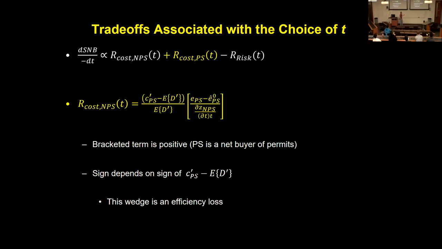This bracketed term here is going to be positive. The point source is a buyer of permits. This is their actual emissions after trading minus their endowment. This is going to be positive. And as we said, we're looking at partial effects of Z for non-point abatement and with respect to T, and this is a positive term. So this whole term is positive. So the sign of this term is going to depend on this first term.